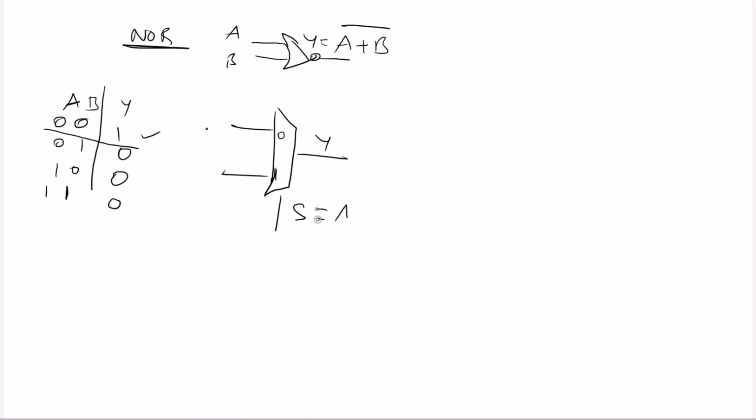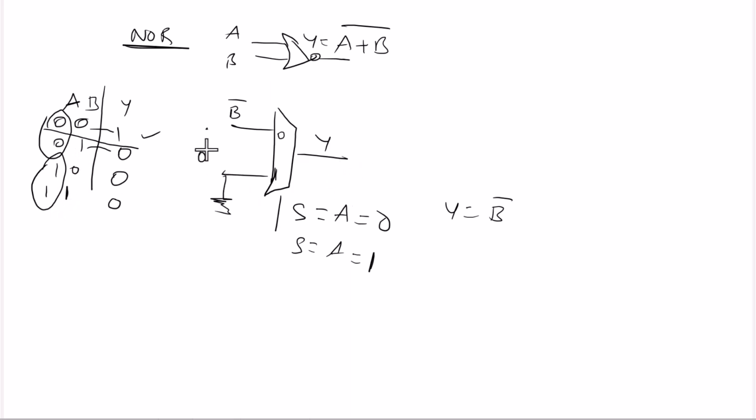S is equal to a is equal to 0. So if s is equal to a is equal to 0, this becomes transferred as 0 to 1 and 1 to 0. So it becomes b bar, so y is equal to b bar. If s is equal to a is equal to 1, whatever the b input is, the output is 0. So y is equal to 0 volts.